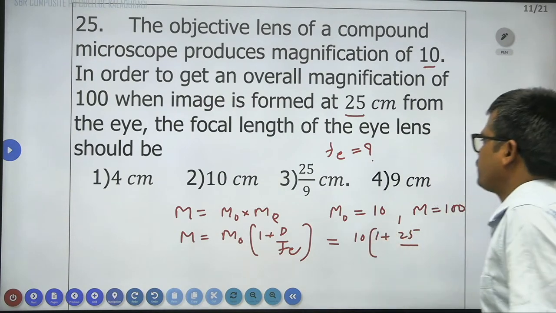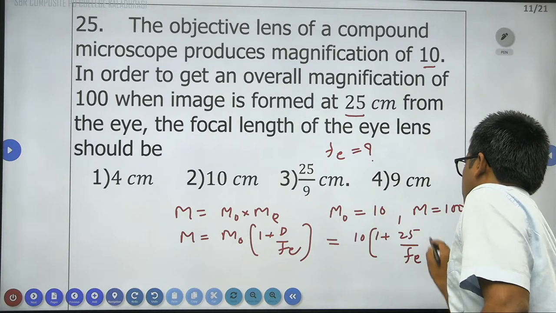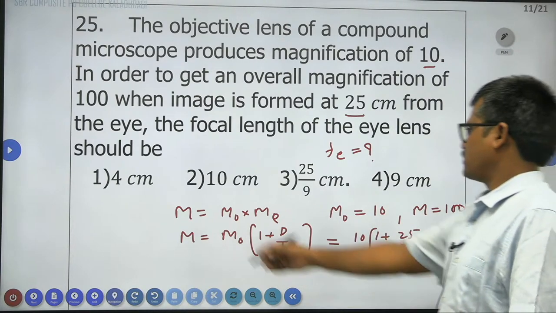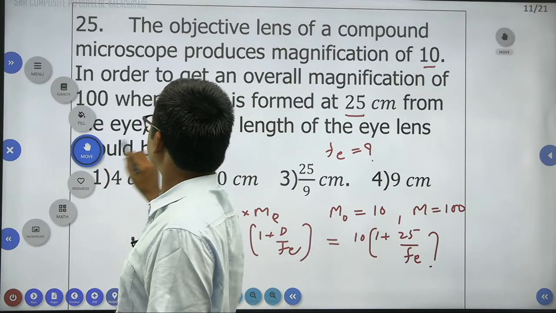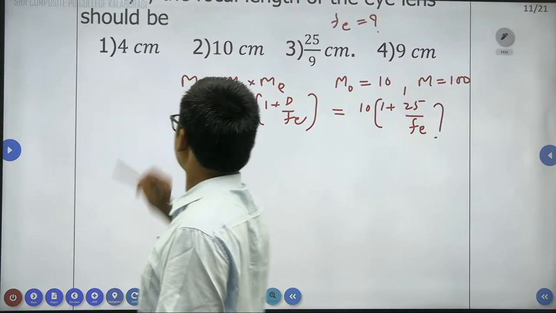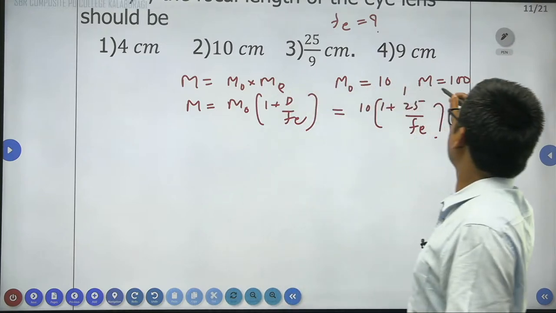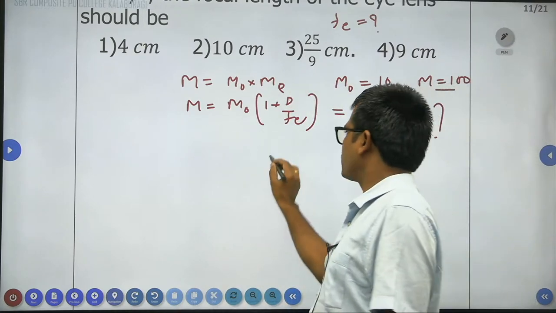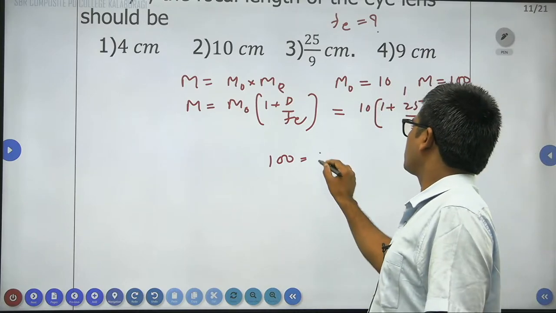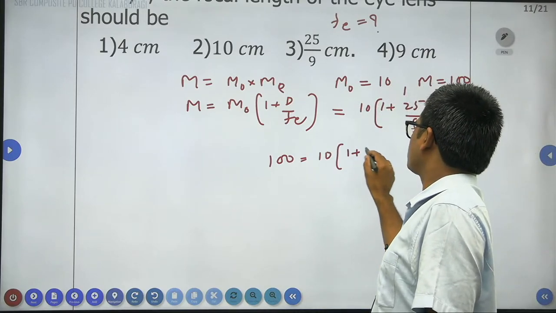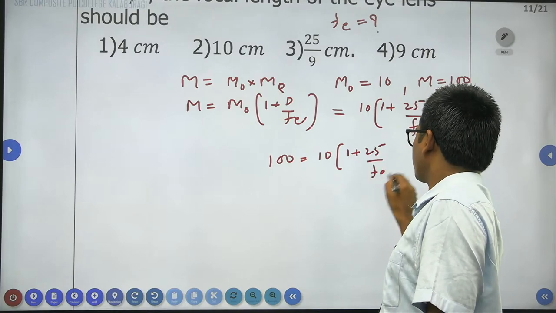What is the focal length of the eyepiece? This is what they are asking. They are given the total magnifying power value, no? Okay. Now, what is the total magnifying power value given? It's 100. Let me put here 100. 100 equals to, what is here? It will be 10, 1 plus 25 divided by Fe.